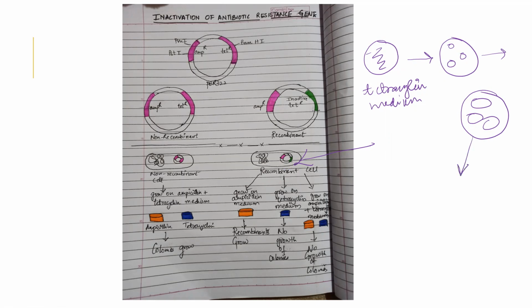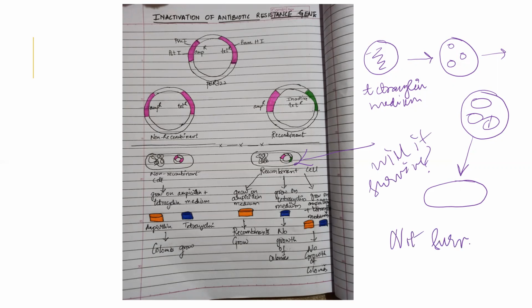What happens then? Will these cells die or will they survive? The thing is that these cells will not survive if the cell has no resistance, because the tetracycline medium kills the bacteria. In our case, this particular plasmid has tetracycline resistance.